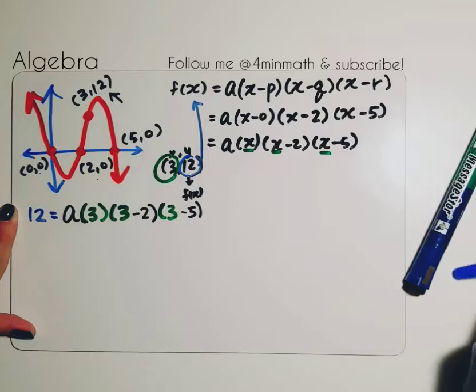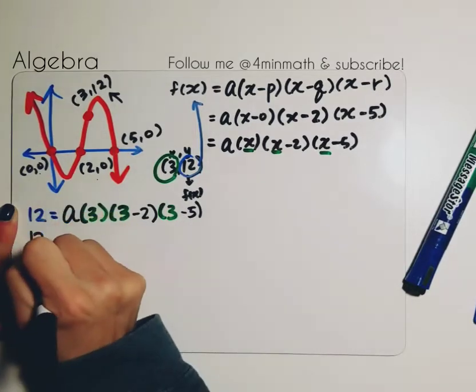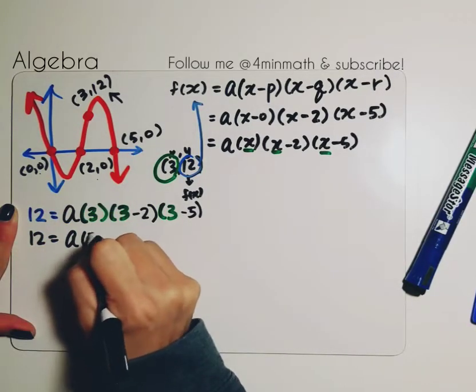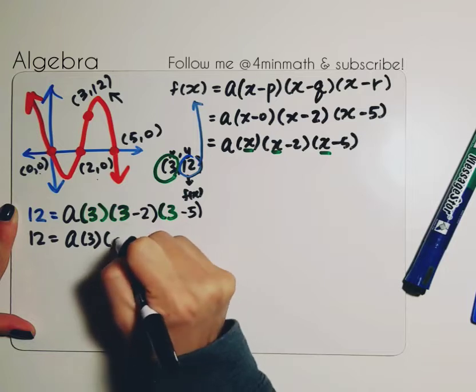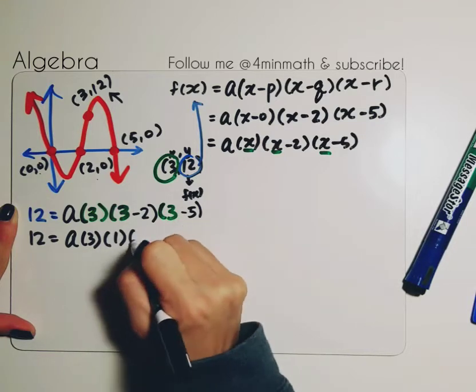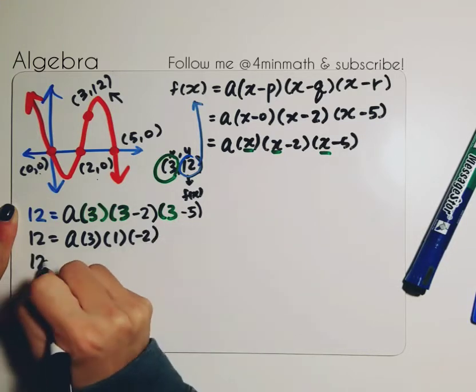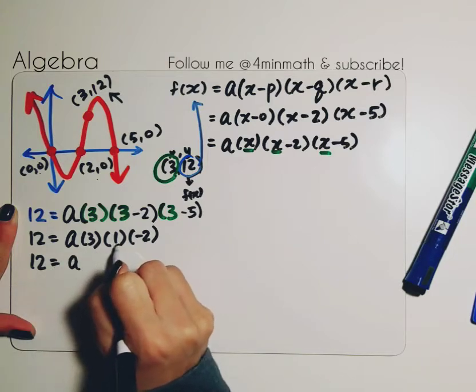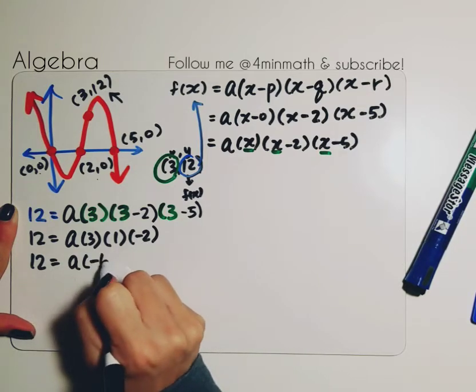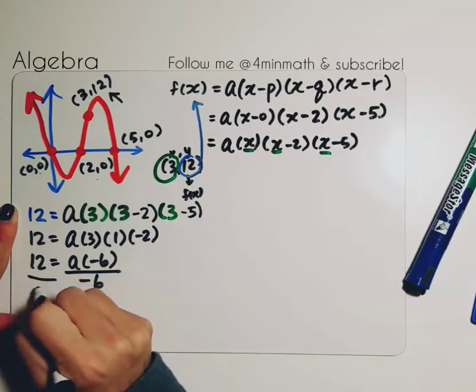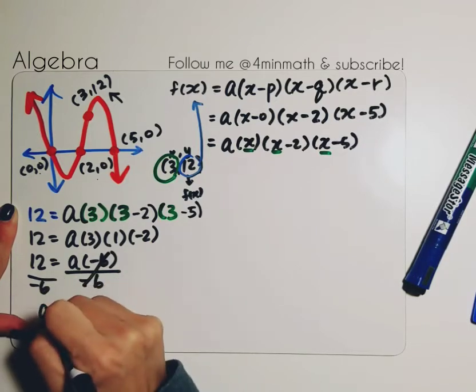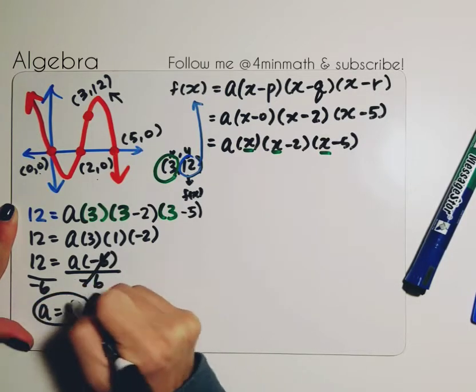Let's simplify. 12 is equal to a times 3 times 3 minus 2, which is 1, and 3 minus 5 is negative 2. So 12 is equal to a times, 3 times 1 times negative 2 is negative 6. Divide by negative 6 to find a alone, which is negative 2.